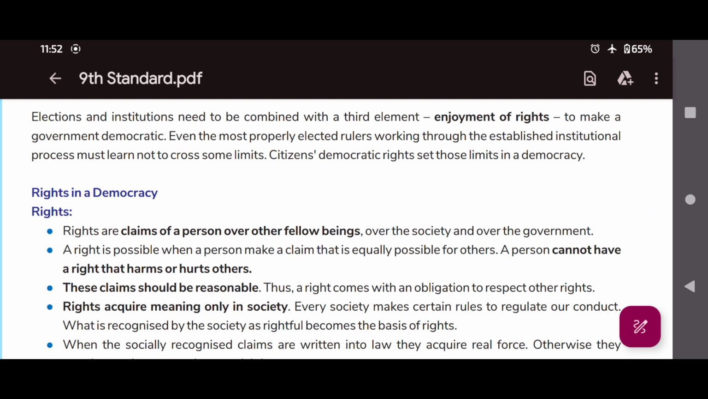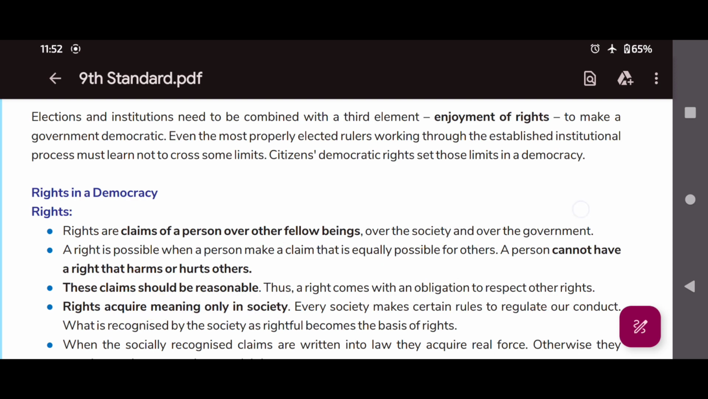Rights in a democracy. Rights are claims of a person over other fellow beings, over the society and over the government. A right is possible when a person makes a claim that is equally possible for others. A person cannot have a right that harms or hurts others. These claims should be reasonable, thus rights come from an obligation to respect other rights.